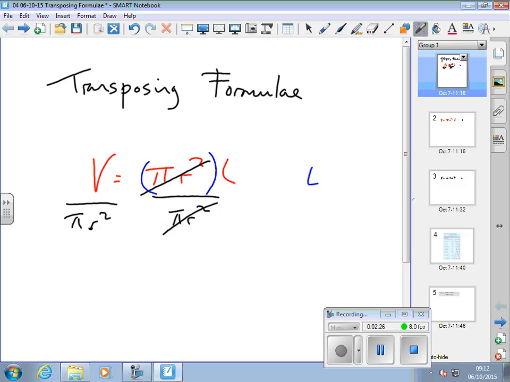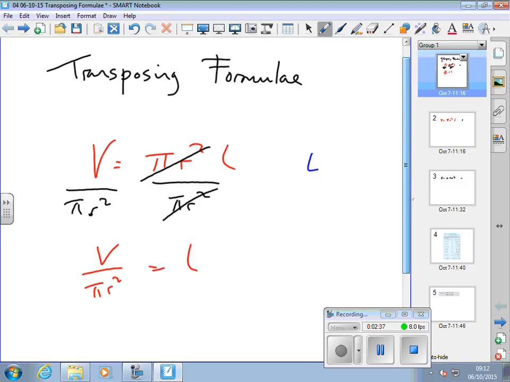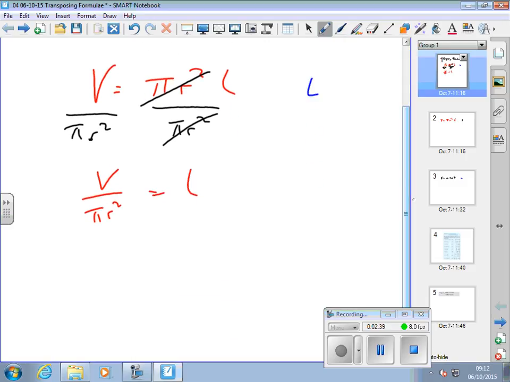So divide both sides by pi r squared, and I'll have that V over pi r squared equals the length. I've transposed it, I've done it. It's traditional to write the subject of the formula on the left, so the final step would be to write length equals V over pi r squared. And now I've got a new formula to find the length. If I know V and I know r, I can find the length.